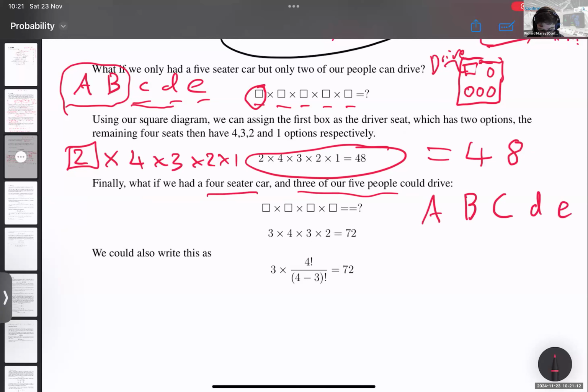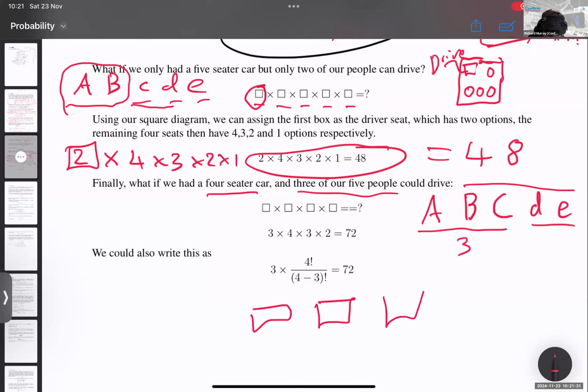And again, we've continued with the uppercase notation for being able to drive and the lowercase notation for people who aren't able to drive. We can see that there are 3 people we can select from for driving. And then for our remaining seats, there will be 4 ways that we can fill them. So we can have of our boxes 4 seats. We have 3 ways of selecting our first, and then we have 4 ways of selecting our second, 3 ways of selecting our third, and 2 ways of selecting our last, because again, we're removing people from our remaining people that we can select from every time we fill one of our seats.